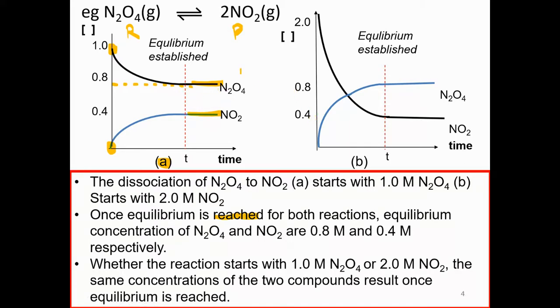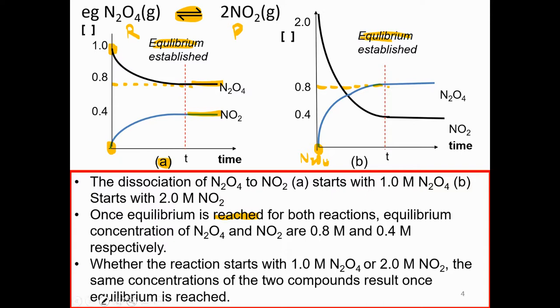Now, because we have a reversible reaction, the reactant becomes product. So when the reactant becomes product, initially N2O4 is 0. After some time it will reach equilibrium. When it reaches equilibrium, it is still 0.8. So no matter whether it starts from 1 molar or from the product increasing, at equilibrium, the concentration will be the same.